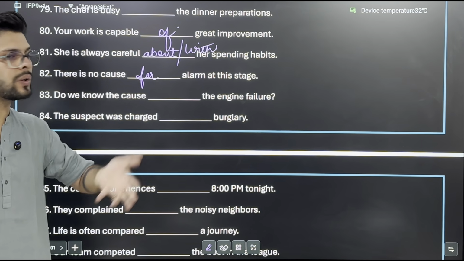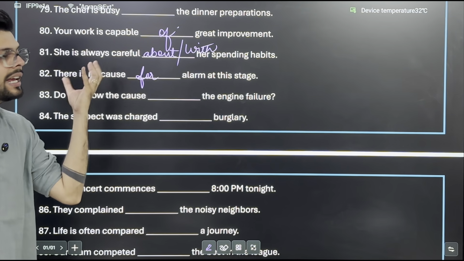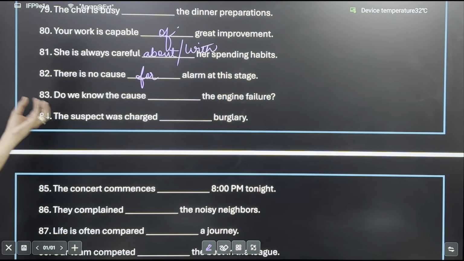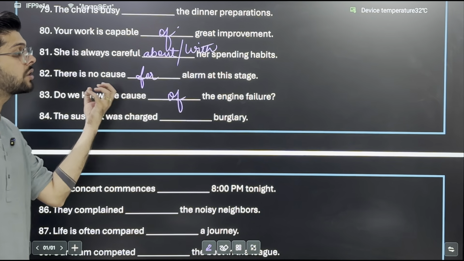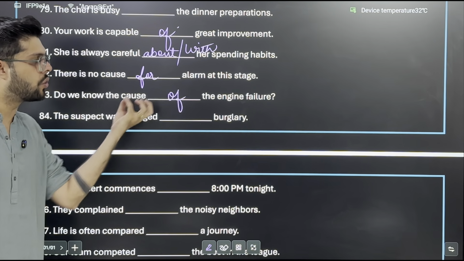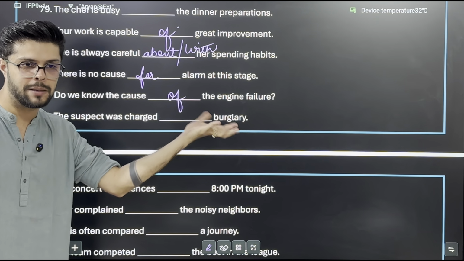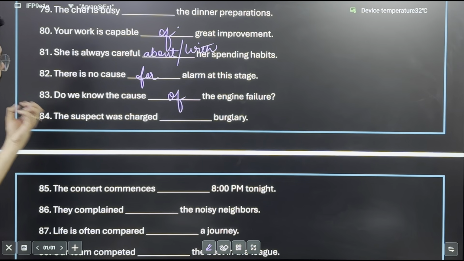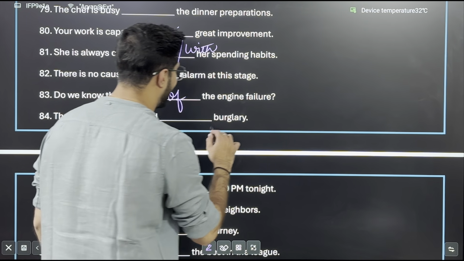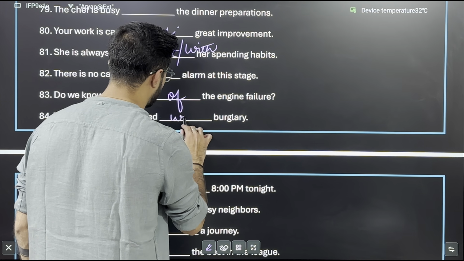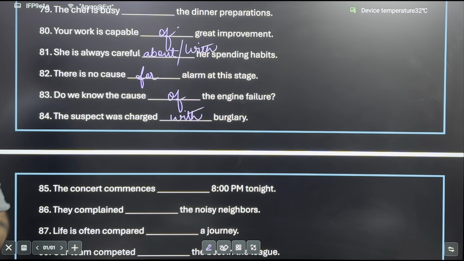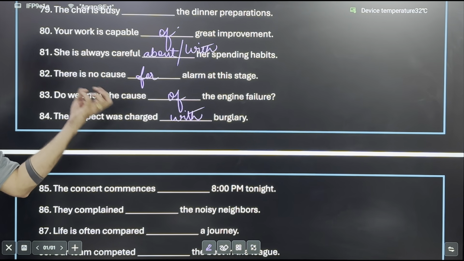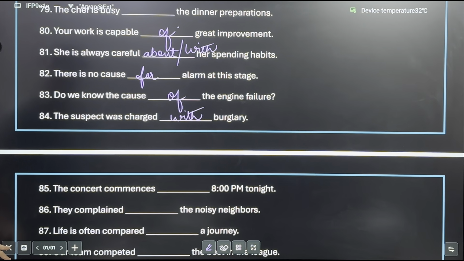There is no cause for alarm means no cause for ruckus, for haphazard. हसल बसल का इतना कोई जरूरत ही नहीं है. Chaos का जरूरत ही नहीं है at this stage. Do we know the cause of engine failure? Like what caused engine failure? So cause of, reason of that particular thing happening. The suspect was charged. मैंने आपको बताया था अपने पिछले वीडियो में, charge के साथ with use होता है. ठीक है. Accused of but then charge with, basically an allegation.